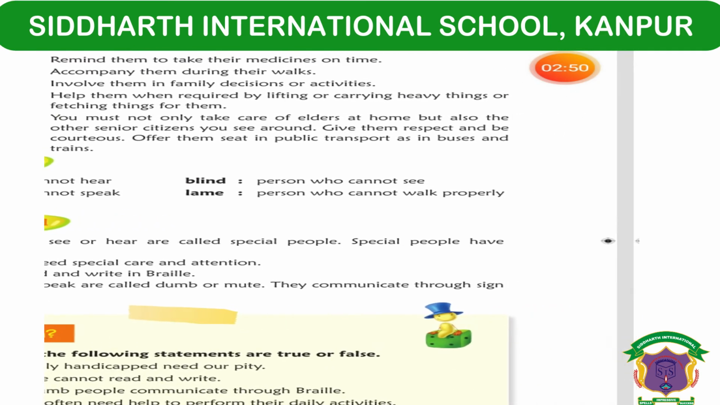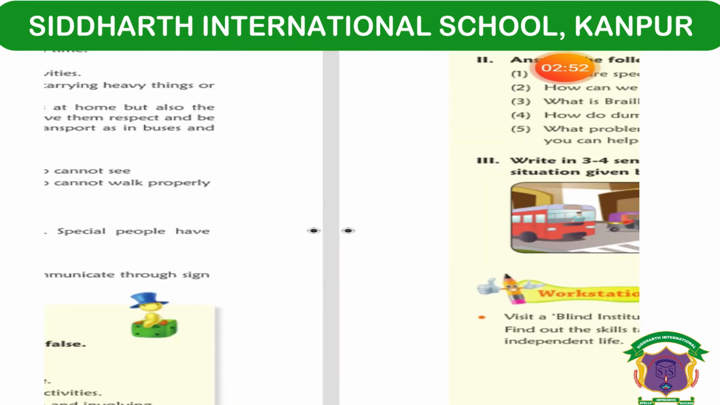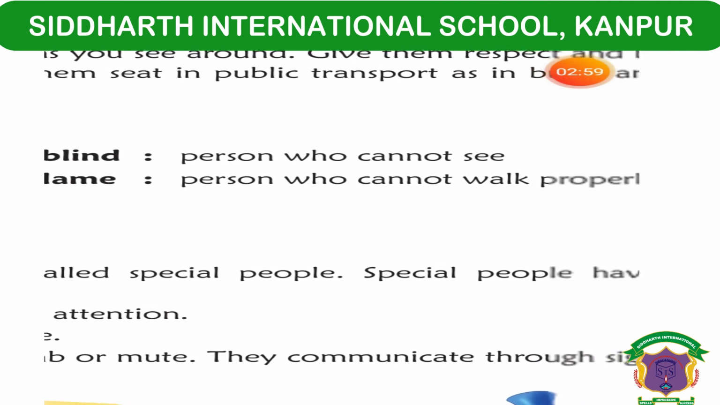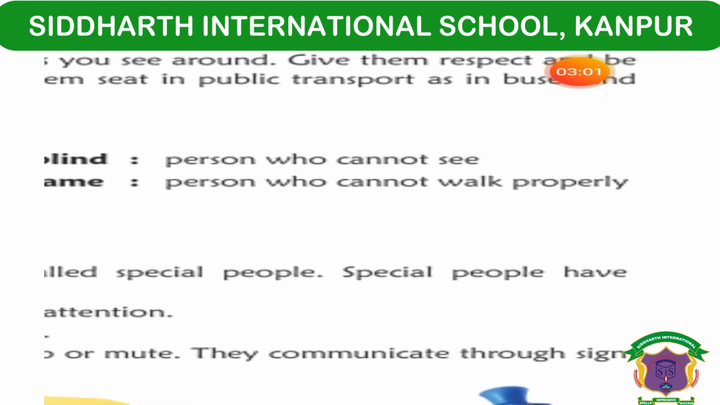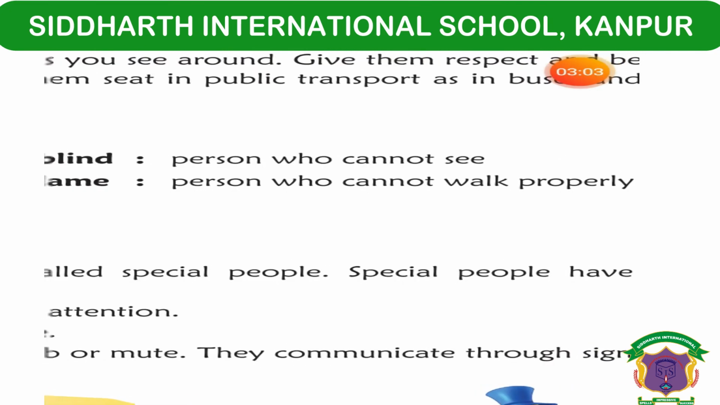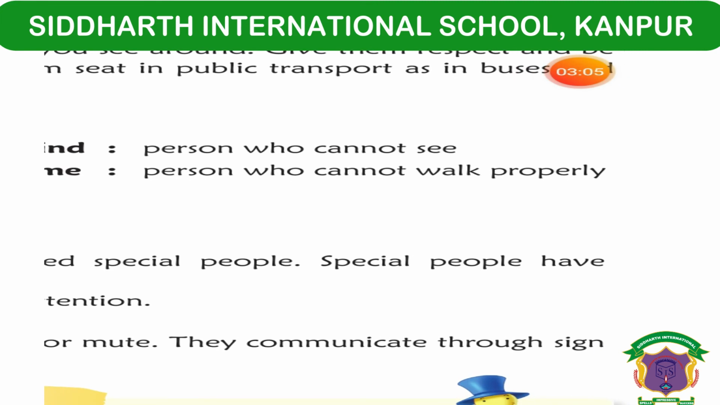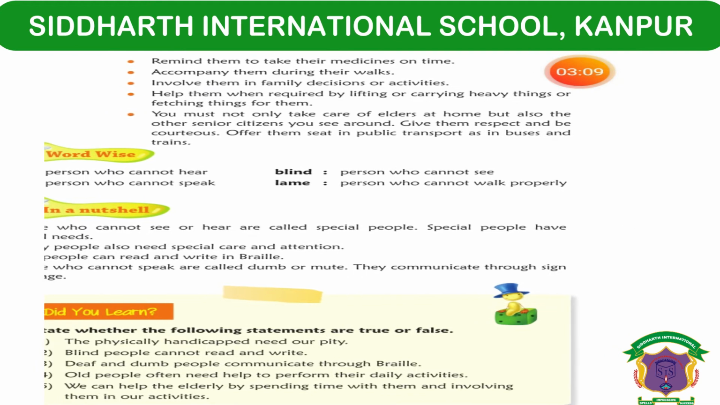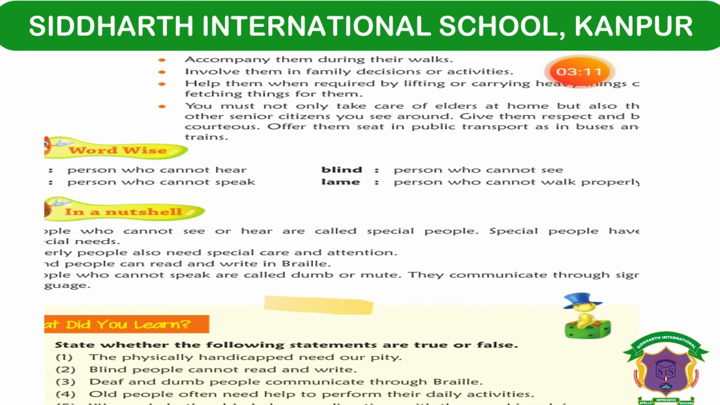And the fourth one, children, may be new to some of you. One minute. Yes, this is your lame. What is it? Lame. What is a lame person, children? Lame is a person who cannot walk properly. So that person is known as lame, that has some disability in walking.